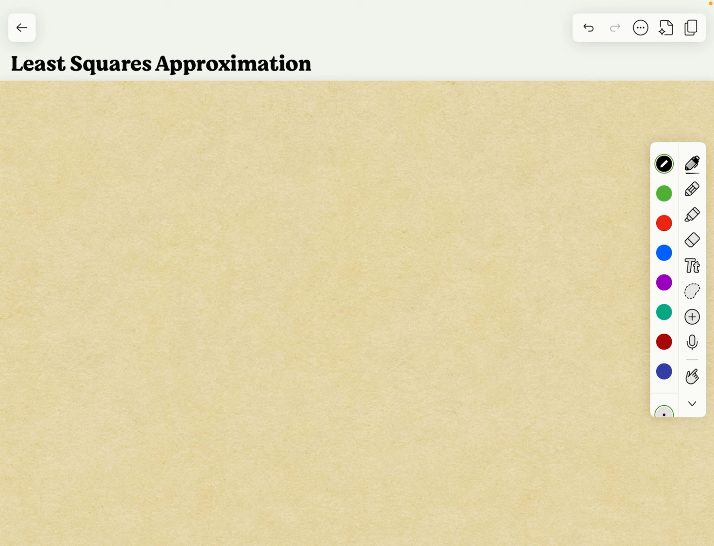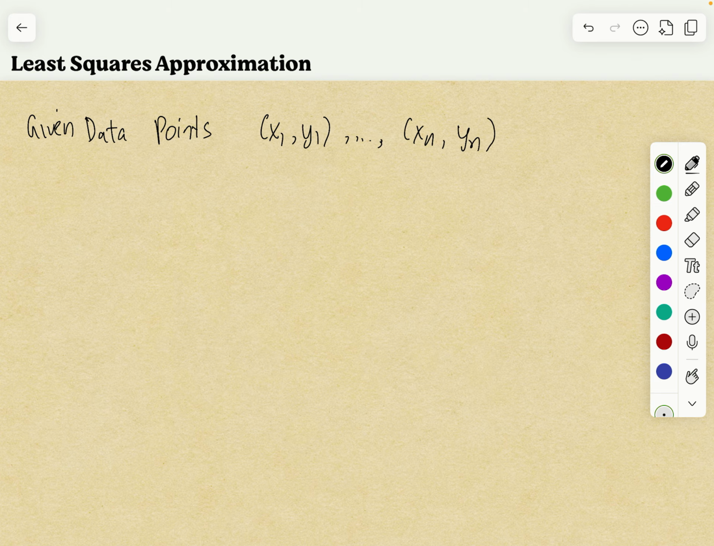So suppose that you have data points. So you're given data points (x1, y1) up to (xn, yn). So you have your data like this, and the idea is you want to summarize the data using a line, so maybe this line.